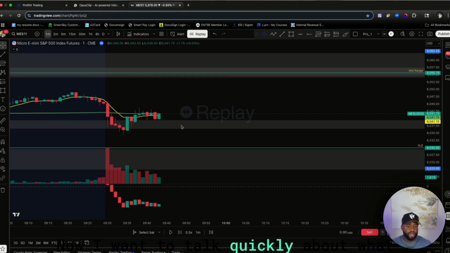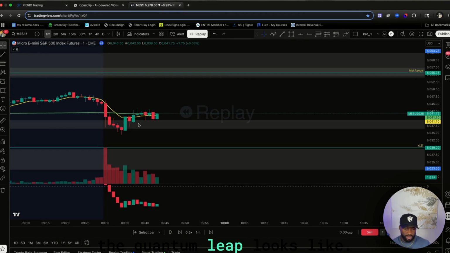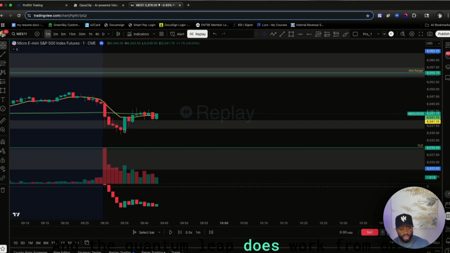Now, I want to talk quickly about what the quantum leap looks like. A lot of the times it manifests itself on the open, where we have either a strong upward movement or a strong downward movement. And the quantum leap does work on the sell side, so it's something that you can employ on the sell side as well. However, I'm mainly focusing on the upside. I'm looking at bullish price movement and how that can fall into my narrative and my bias, and with the setup, with certain other little details that I'll talk about.